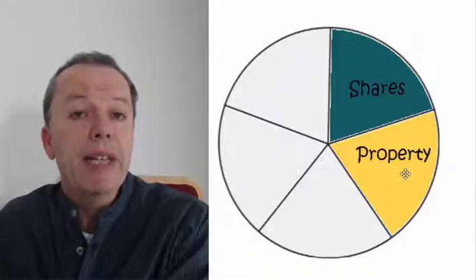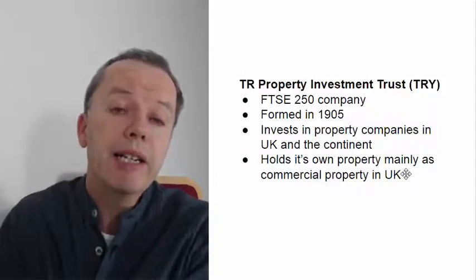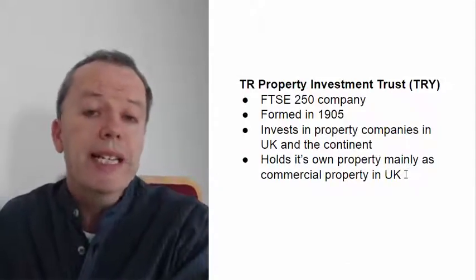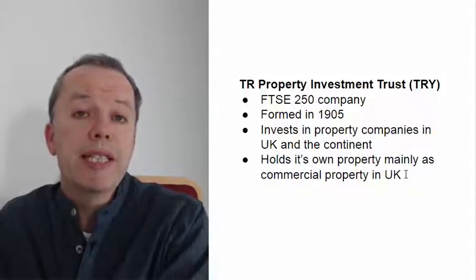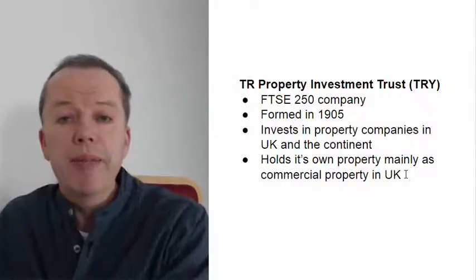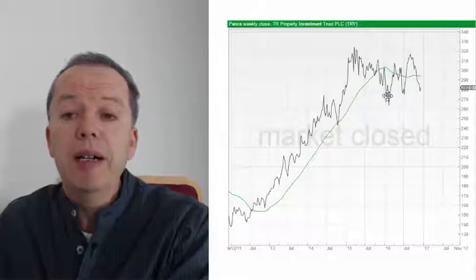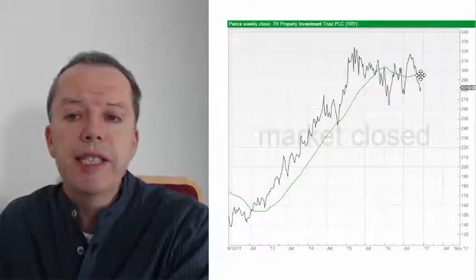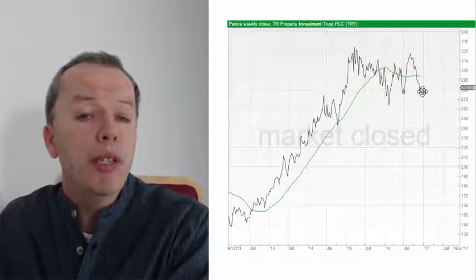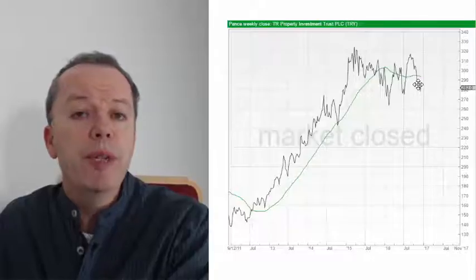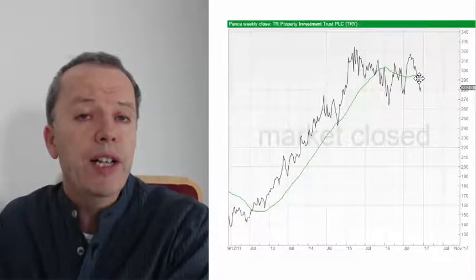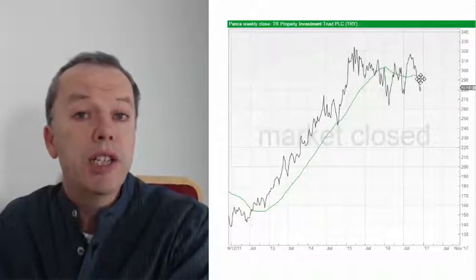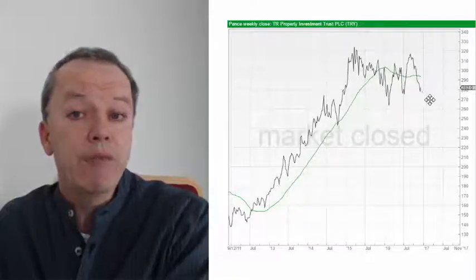Okay, so the next slice of the pie is property, and I use an investment trust called TR Property Investment Trust. TRY is its ticker symbol, and let's have a look at the graph for TRY. Now you can see that this week again it's below the MA52, so a few weeks ago as it fell below the MA52, I turned the investment back into cash, and it's remaining in cash.